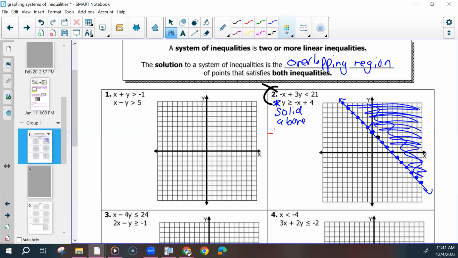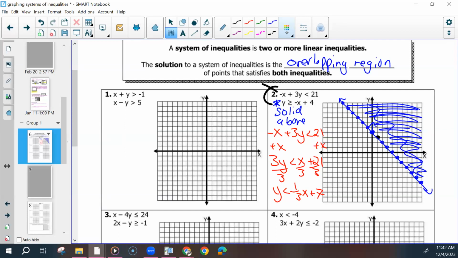And then for the other one, we have to get it back in slope-intercept form. How would we do that? We could do that, but we still have to move the x somehow. Add x to the other side. 3y is less than x plus 21. And then divide everything by 3. So y is less than 1/3 x plus 7. X over 3 is the same as 1/3.